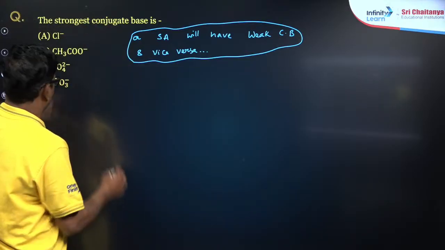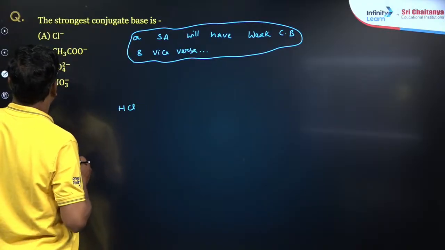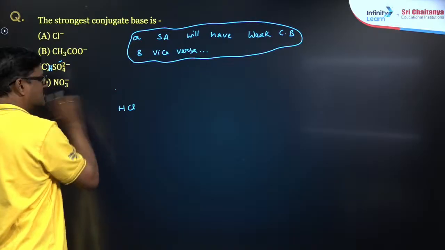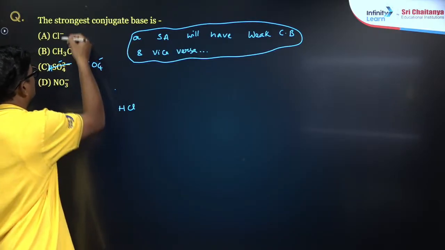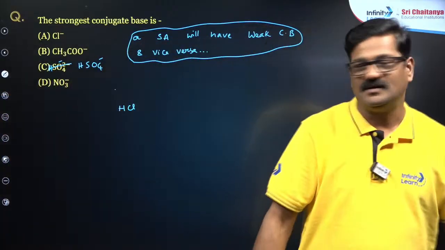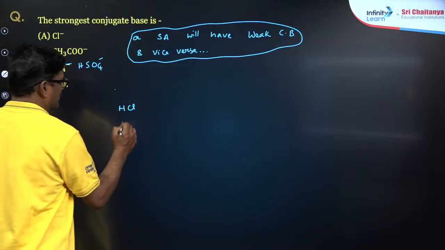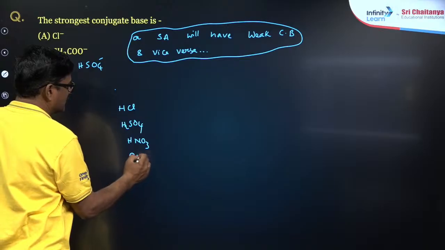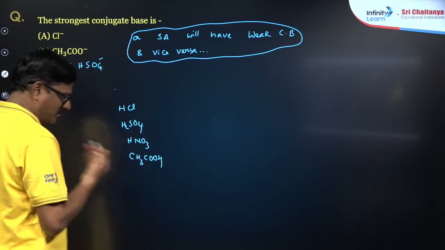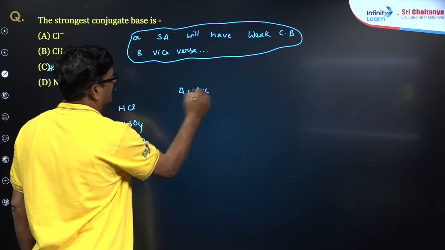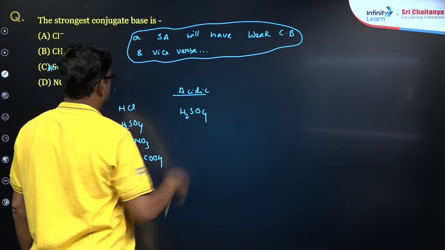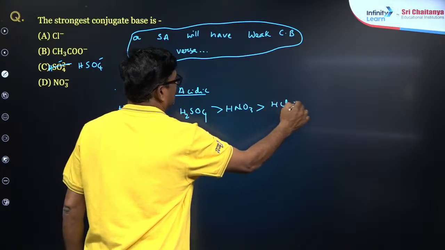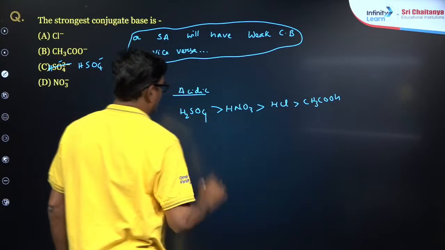You take its parent HCl, and its parent H2SO4. Better you take HSO4 minus, because it is going to be unified. Then its parent is HNO3, and CH3COOH. Let us talk about their acidic strength: H2SO4 is greater than HNO3, is greater than HCl, is greater than CH3COOH. And this is the acidic strength.